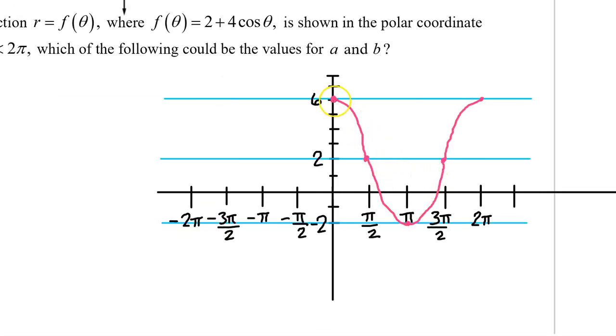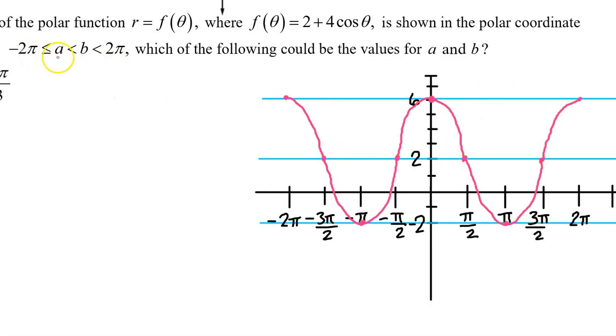We have memorized that one period of a cosine function looks like this. Since we need to go from negative 2 pi to 2 pi, here's another period.